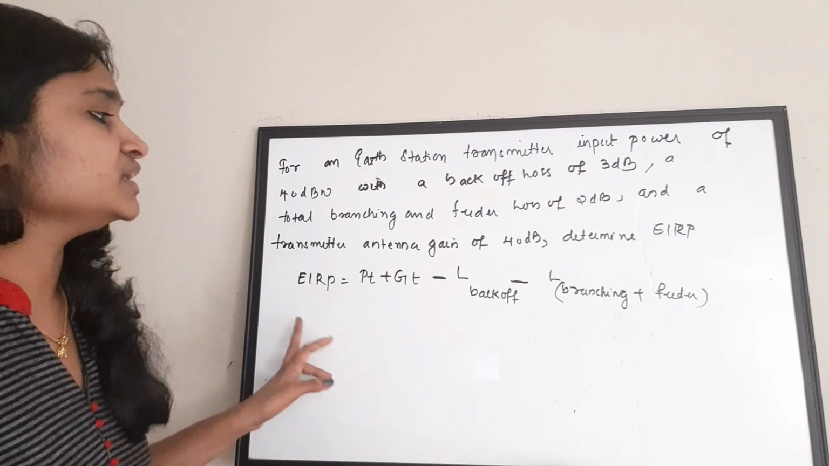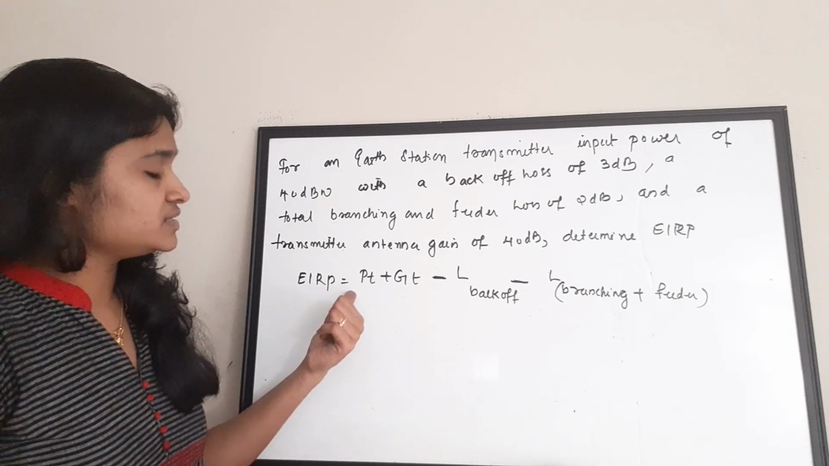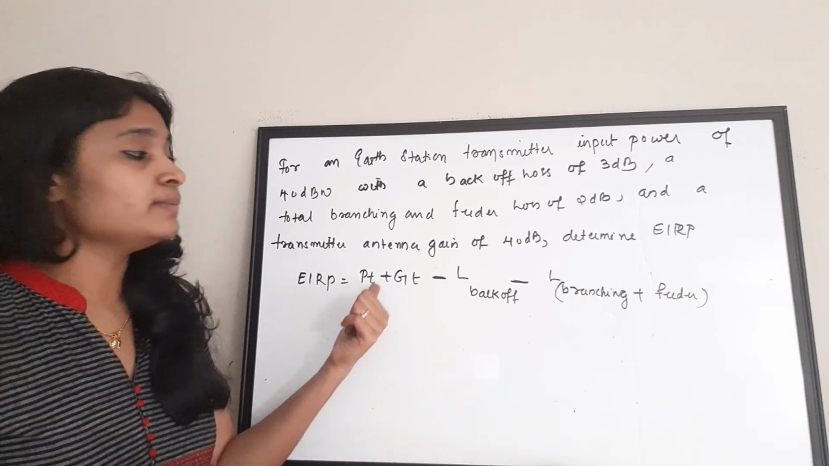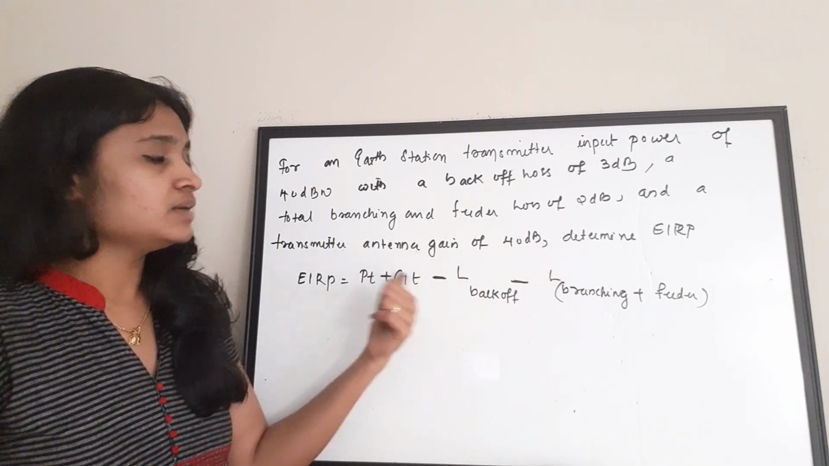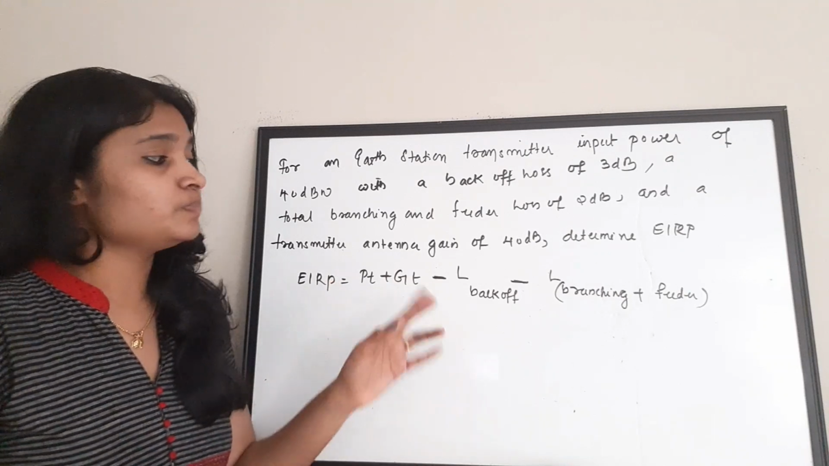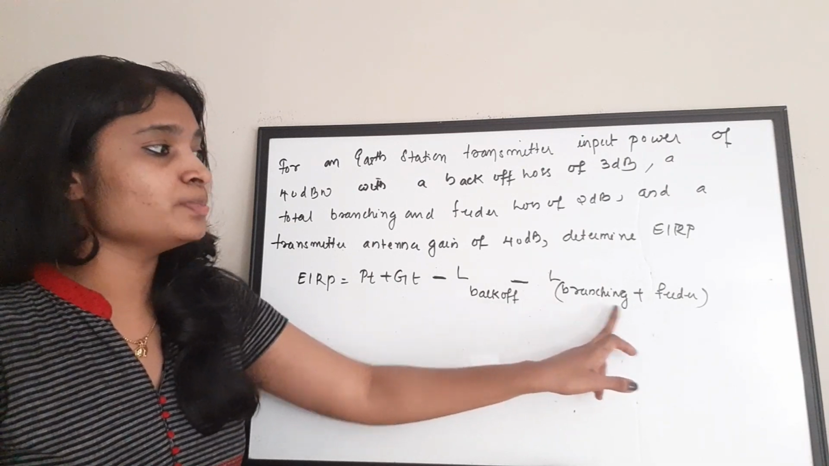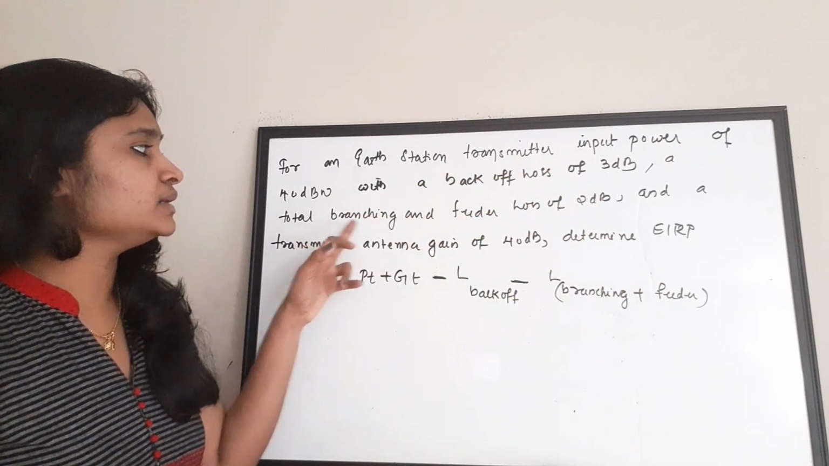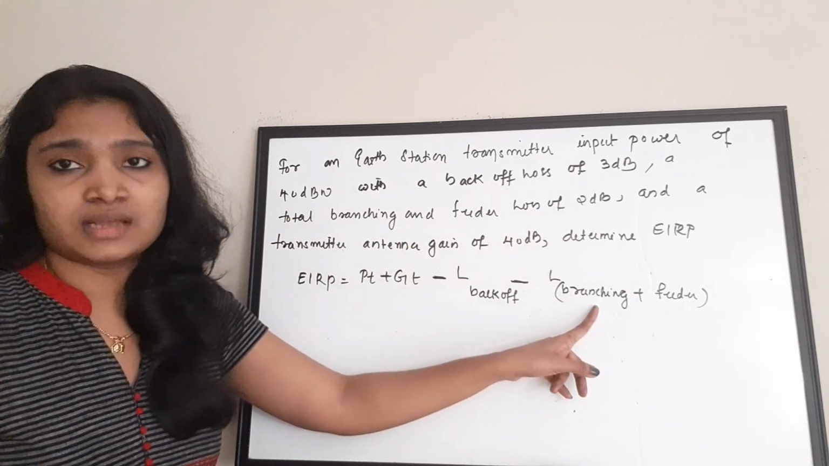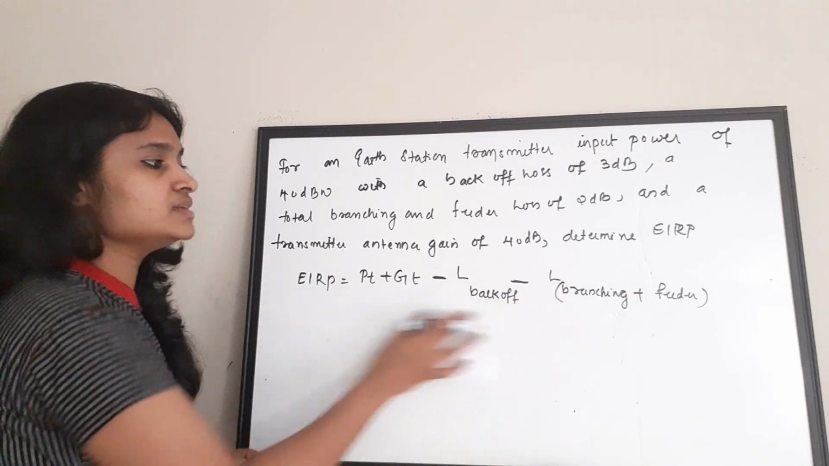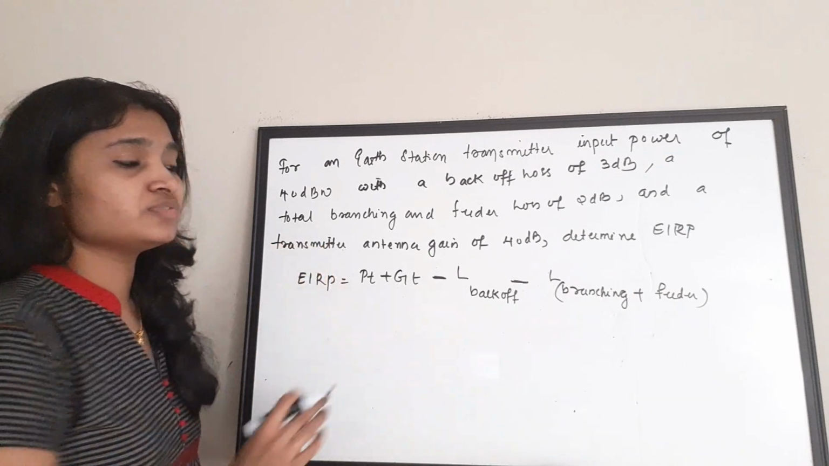So here the equation is EIRP, or effective isotropic radiated power, is equal to PT, the transmitted power, plus gain. Here the gain of the antenna is given, so the transmitter gain, that means the transmitter antenna gain, minus back off loss, minus the loss due to branching plus feeder. Here it is combined and given as a total branching and feeder loss of 2 dB, so you have to subtract that also. It is a very simple question. Only thing is that you should know what EIRP is and what the equation is. So this is the equation for finding EIRP.